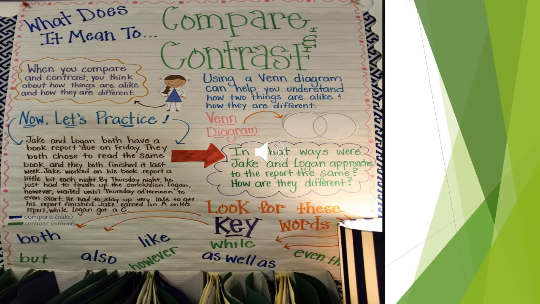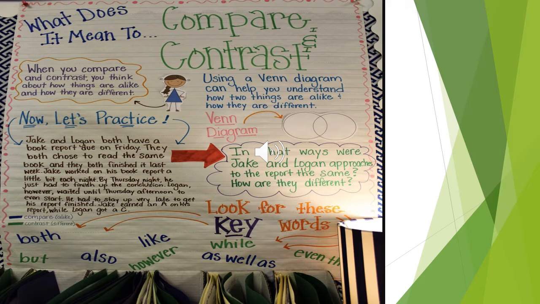By Thursday night, Jake worked on his book. First, Jake worked on his book report a little bit each night. This is what Jake did. But Logan didn't do that. Logan, however, waited until Thursday afternoon to start. So they didn't start together. He had to stay up very late to get his report finished. Okay, and this is the first thing.